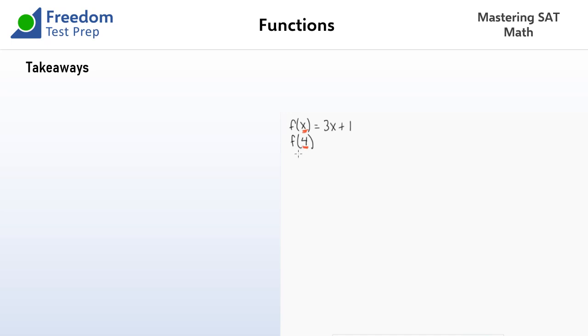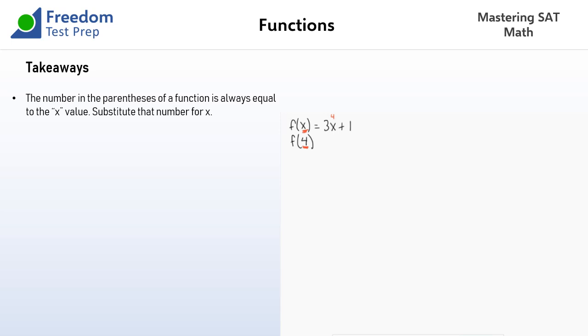And here's the tip. Anything in the parentheses is always equal to x. So what we're doing is simply substituting the x with the 4. Okay, so we get 3 times 4 is 12 plus 1 is 13. Okay, that would be the simplest kind of problem.